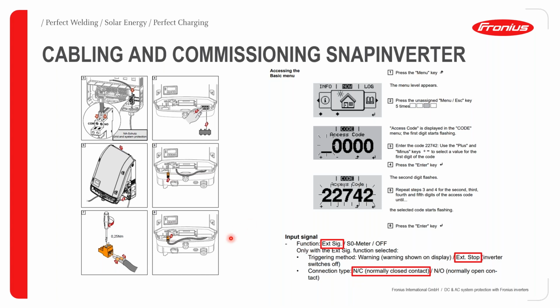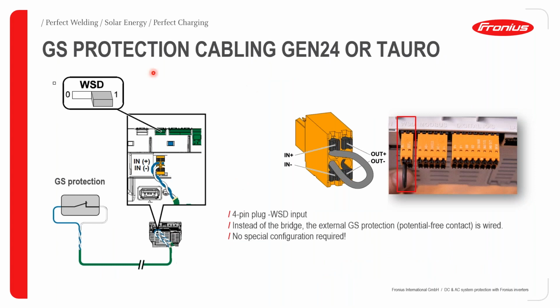Good. So continuing, we're now going to look at how this is implemented for the Pilot, which is the data communication card for the Gen24 Plus or the Tauro, as you can see. We have a screenshot here that shows us where the WSD terminal is located, and it usually comes bridged ex-factory. So from your GS protection relay, all you need to do is connect the two cables to the positive in and negative in. Of course, you'd have to disengage this jumper and then connect the cable to the plus in and then minus in.